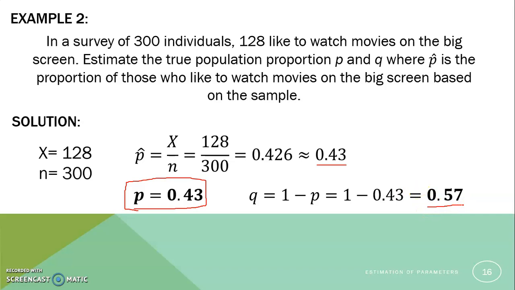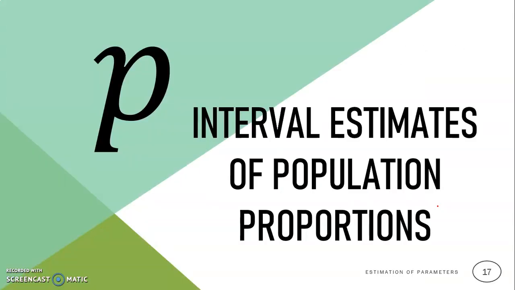Okay, so who is Q? Q represents the people who do not like to watch movies on the big screen. Maybe these people just wait to download through Netflix or through cellphone. So maybe those are their preferences. Okay, clear. So let's proceed to the interval estimates of population proportion.